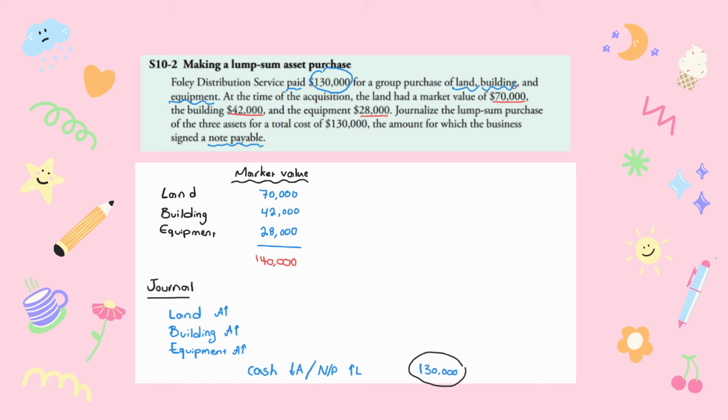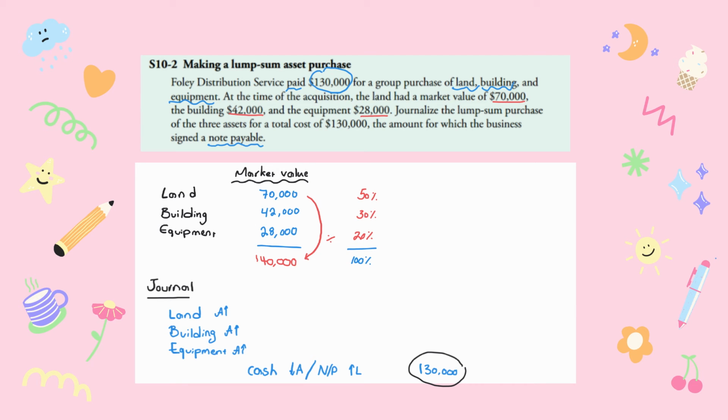So what shall we do? I need to find the percentage. I need to divide each one by the total. So 70,000 divided by 140 is gonna be 50%. Then 42 divided by 140 is gonna be 30%. Then 28 divided by 140 is gonna be 20%. So the total should be 100%.